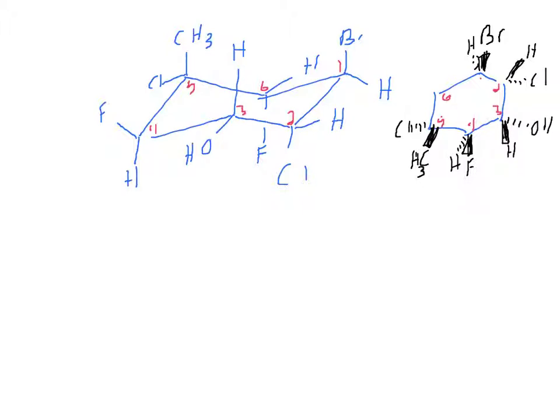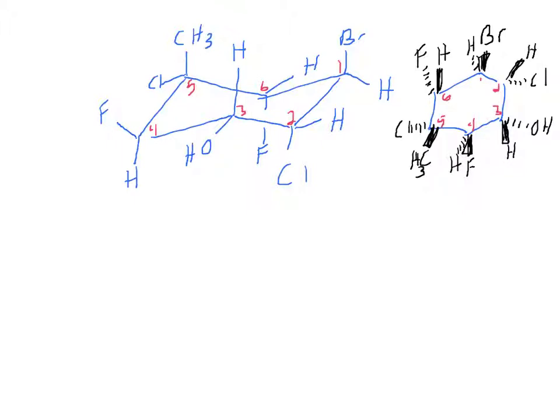Carbon 6 is a fluorine and a hydrogen. The fluorine and the chlorine are what to each other? Cis or trans? Cis. They're cis. So the fluorine's also on the bottom, which means the hydrogen is on the top. Good.